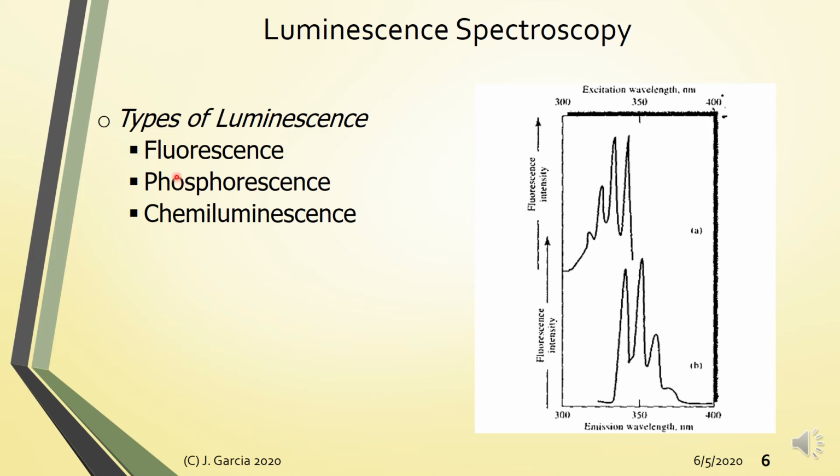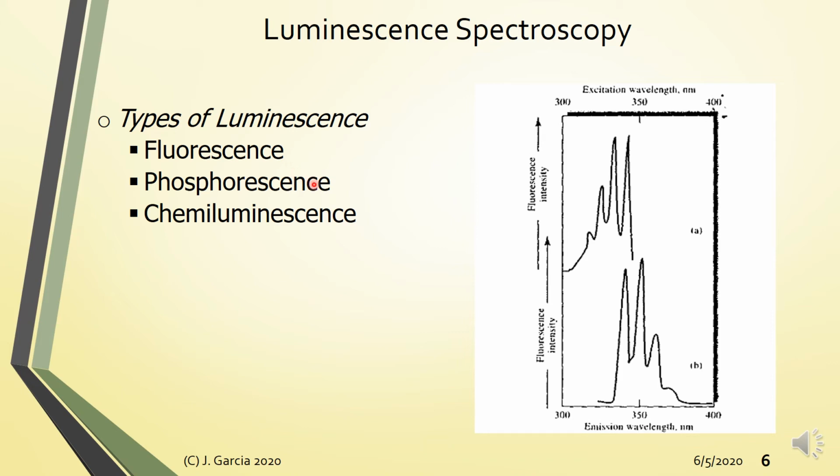Again, the difference: for fluorescence, after excitation, once your electrons go back directly to the ground state, it already emits the radiation. Whereas for phosphorescence to occur, your electron will first undergo intersystem crossing, from the excited singlet state towards the excited triplet state, before it can go back to the ground state.